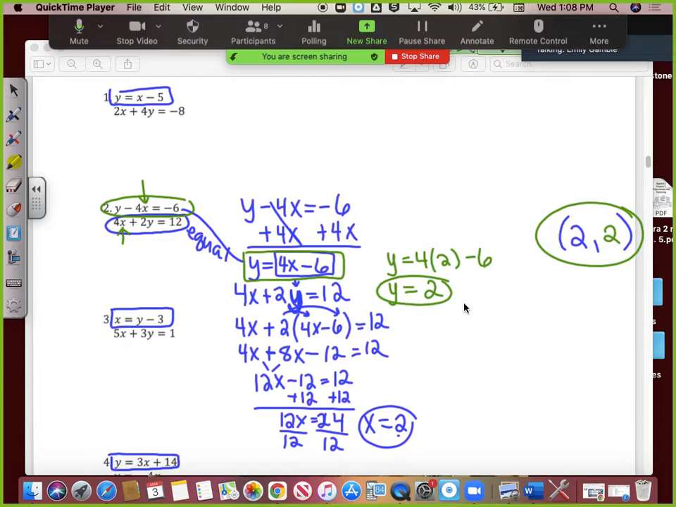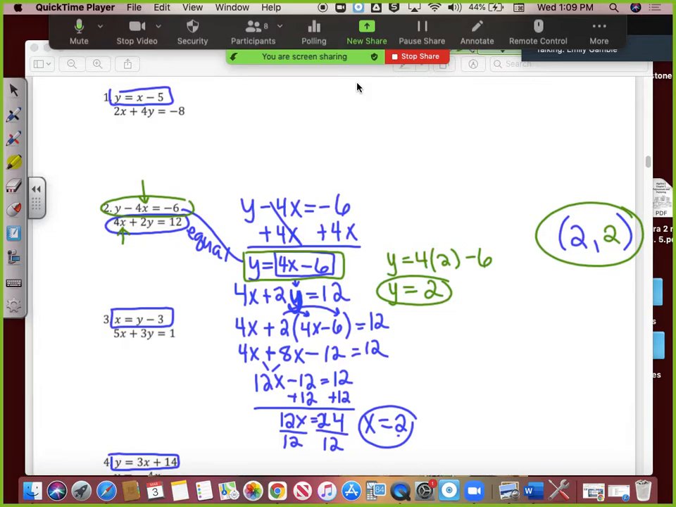Our final solution will always be an ordered pair. Our ordered pair answer is (2, 2). That means that these two lines, if I were to graph them on the same coordinate plane, would cross at the point (2, 2). How could I verify that I did not make a mistake? What can I do with my answer to double check to make sure it's true?